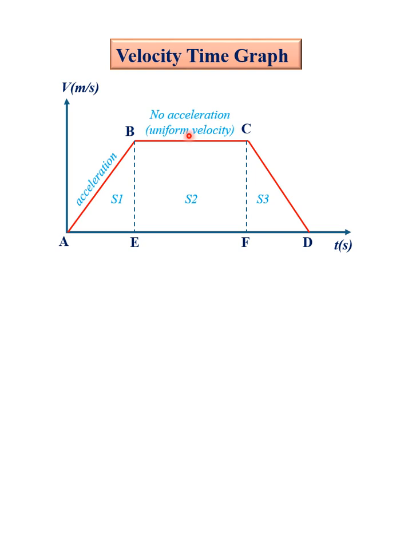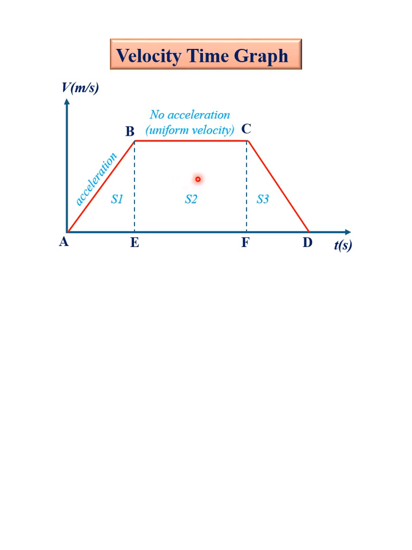And this point between B and C is described as the period of what? Uniform velocity. It means this velocity is maintained. Therefore, there is no acceleration over the period of time, EF. This is the second phase of the journey.